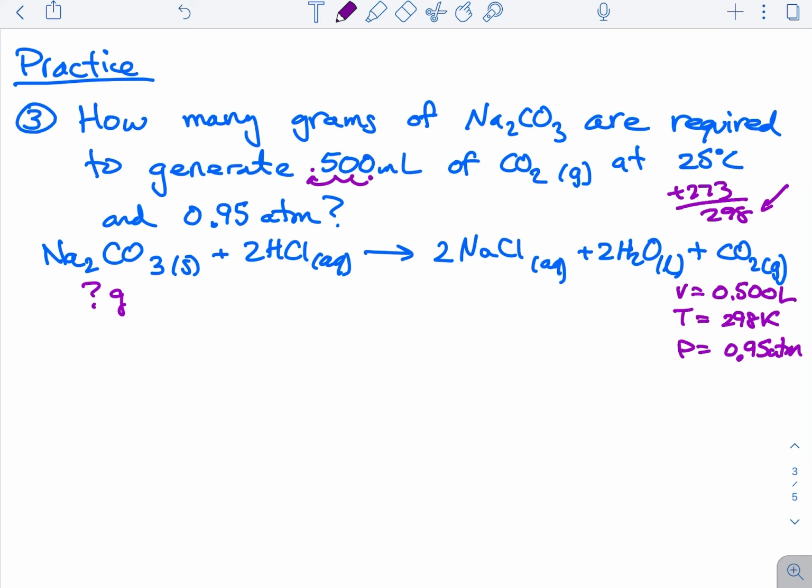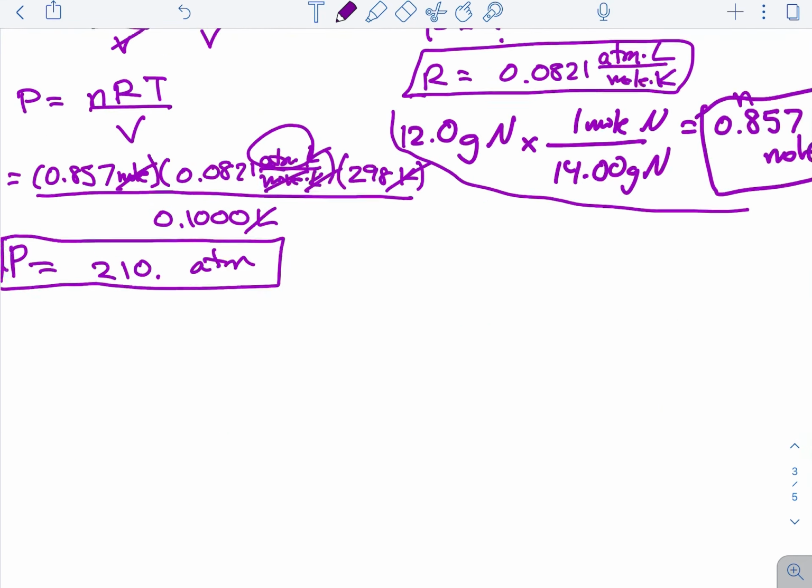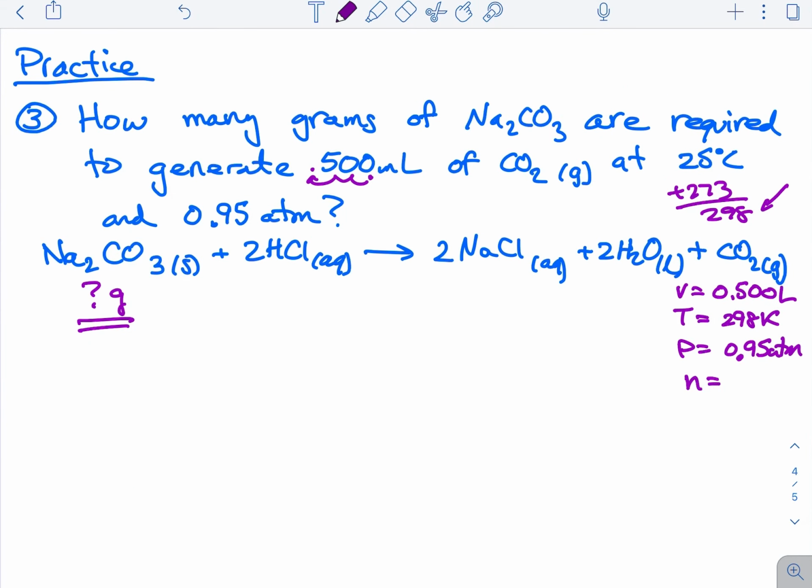Anyway, we don't have an N value, so what we're trying to get over here is the sodium carbonate. So this is the reverse of the problem we just did a minute ago, right? In the problem we did a minute ago, we were given the amount and we had to calculate our N value. But now what we're going to do is calculate an N value and use that to get back over here to the grams of sodium carbonate, okay?